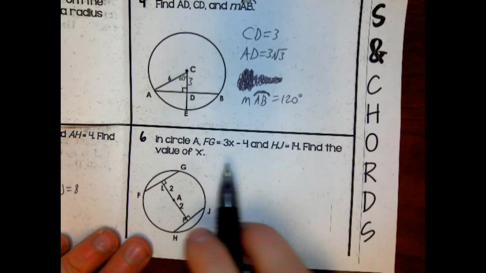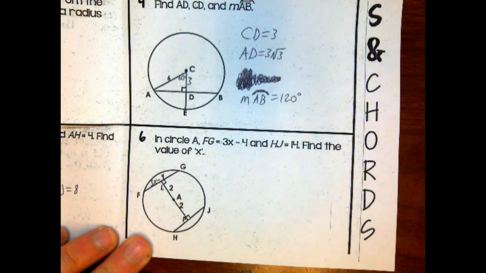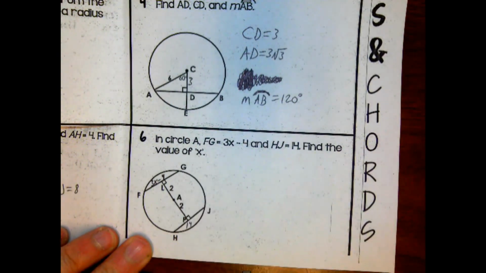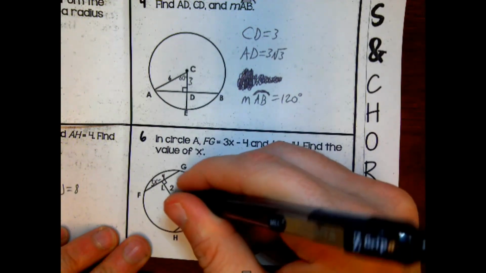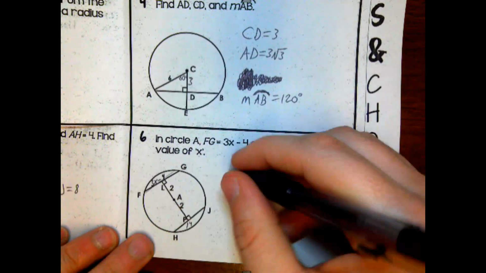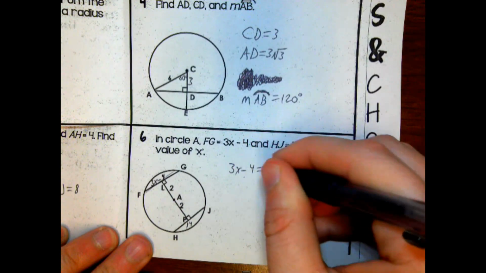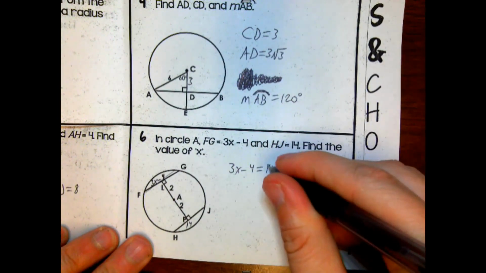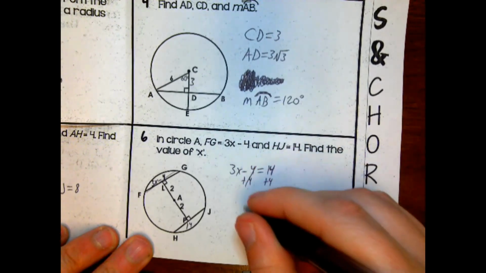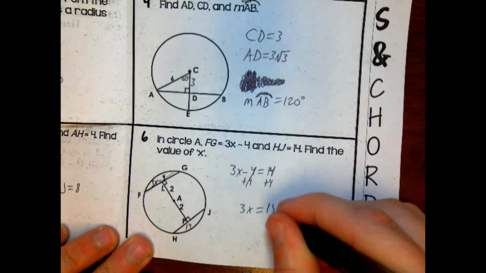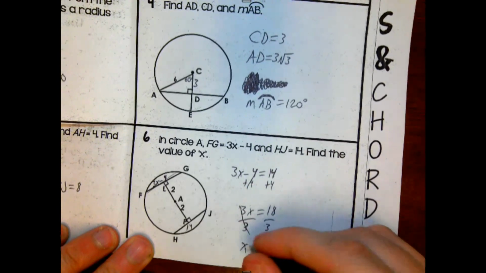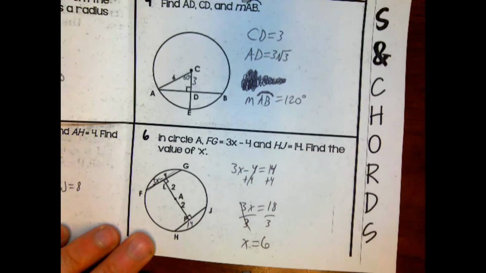In circle A, FG equals 3x minus 4, and HJ equals 14. Find the value of x. So this tells me that they are the same distance from the center. They're both 2 away, which means that they are equal to each other. So 3x minus 4 equals 14. I'm going to add 4 to both sides. 3x equals 18. Divide by 3. X equals 18 divided by 3, which is 6.